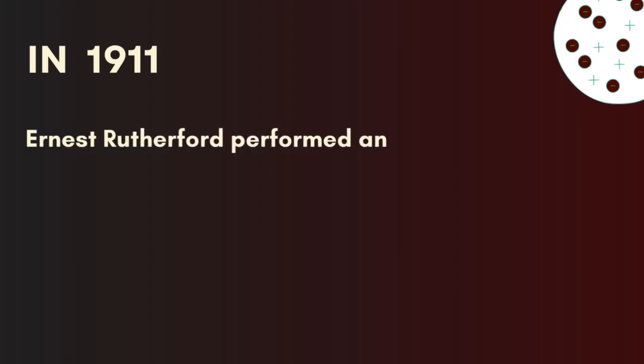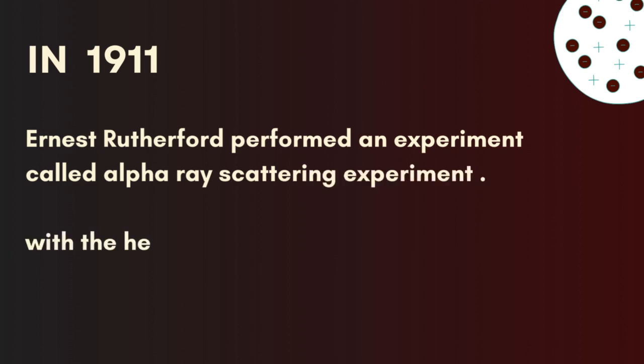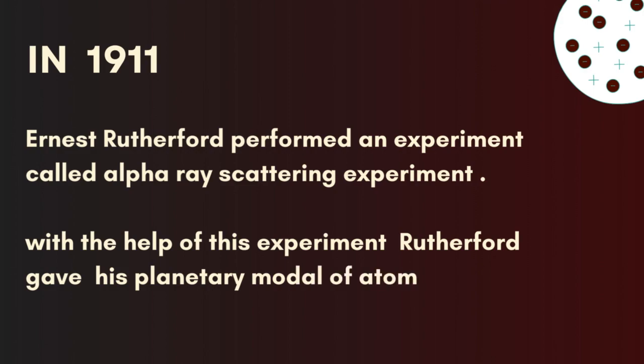In 1911, Ernest Rutherford performed an experiment called alpha ray scattering experiment. With the help of this experiment, Rutherford gave his planetary model of atom.